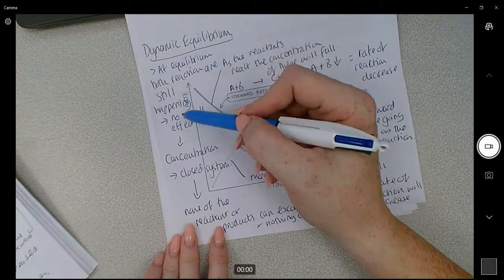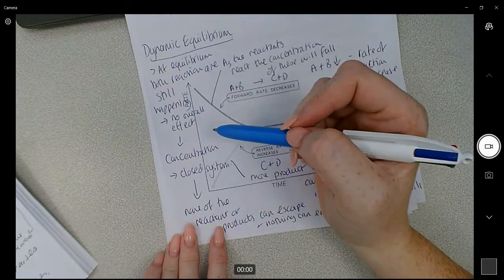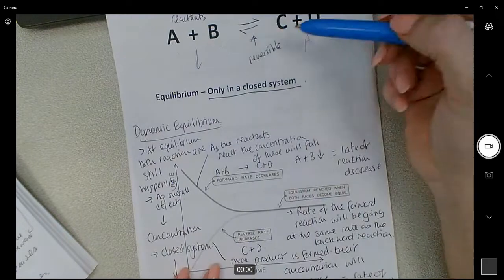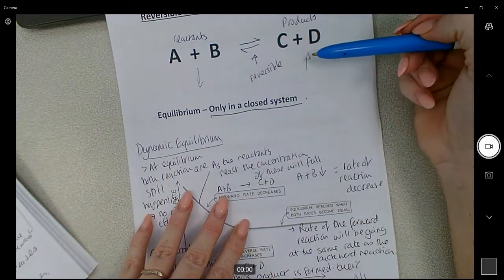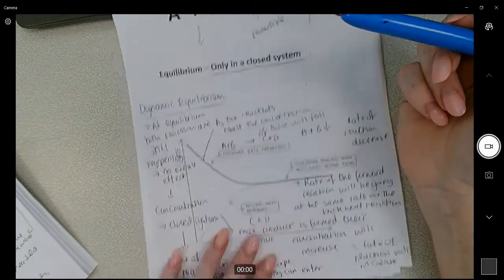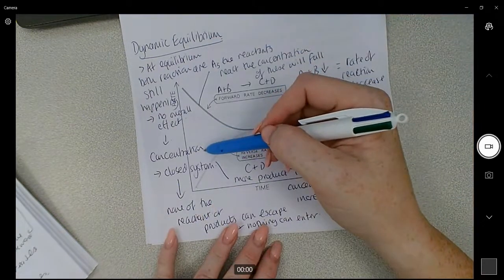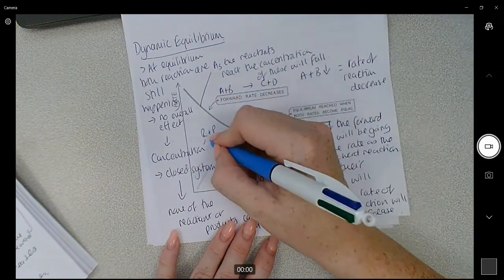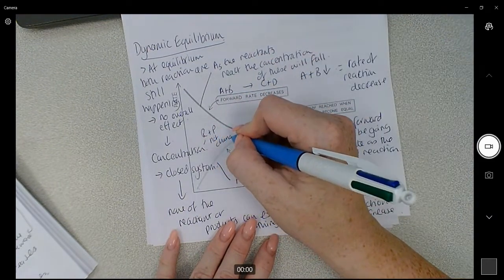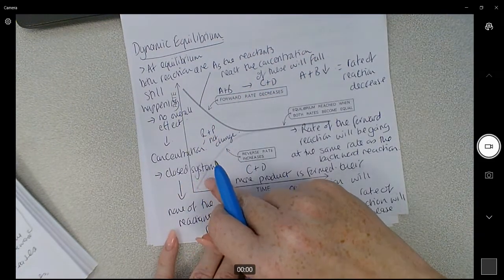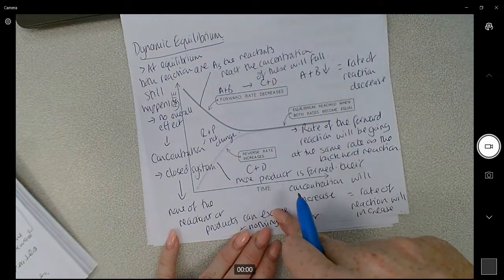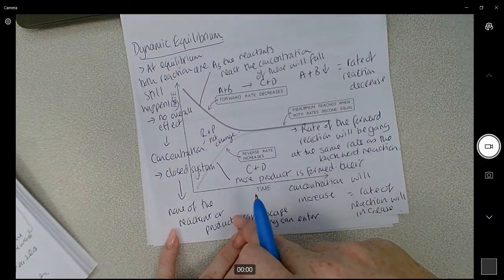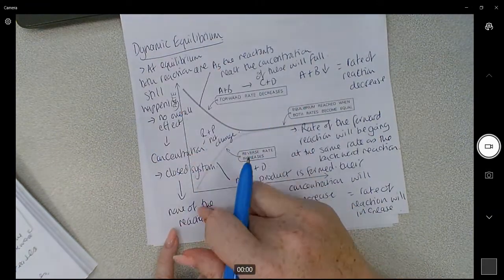So in order to ensure we reach a dynamic equilibrium, we need to have what's called no overall effect on the reaction. Okay, so the forward reaction is going at the same rate as the backward reaction. And to do that, we need the concentration of the reactants and products to not change, because that would affect it. And we need a closed system so that we're not losing any products and nothing can enter to affect the reaction. And that's essentially what a dynamic equilibrium is.